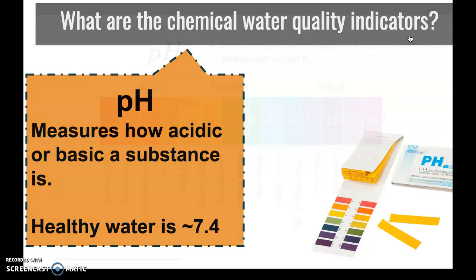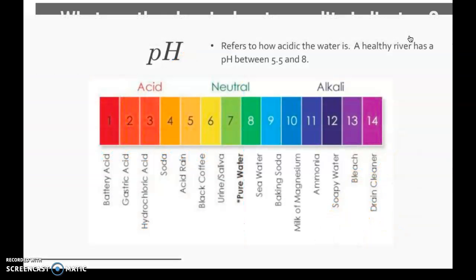That's pH. Now if we go through pH again, let's look at our pH scale right here, just so you know what we're talking about. I can't remember if we talked about this in our class or Earth and Environmental, but pH refers to how acidic the water is, how many hydrogens there are or are not in the water. A healthy river has a pH between 5.5 and 8. The goal, though, is that 7.4 range, or just about neutral.